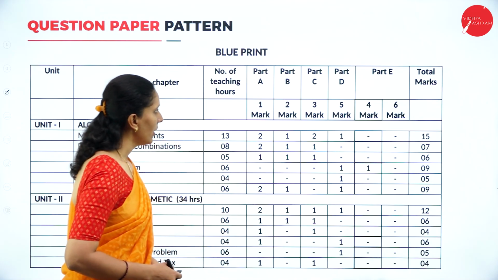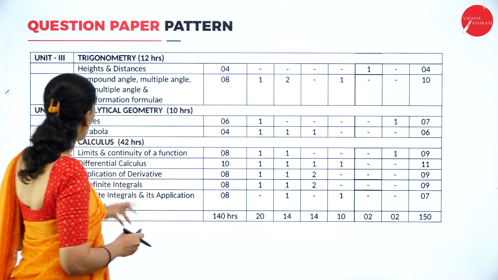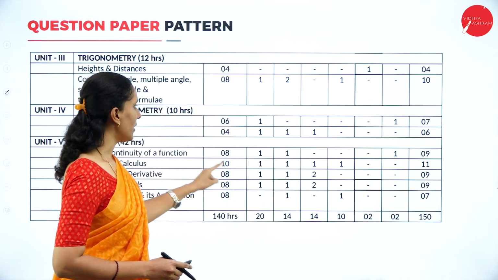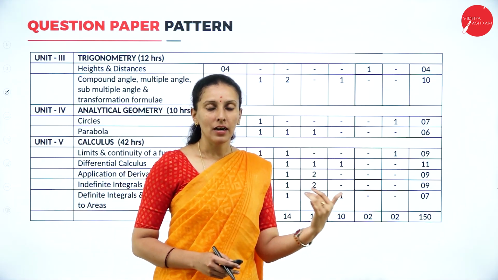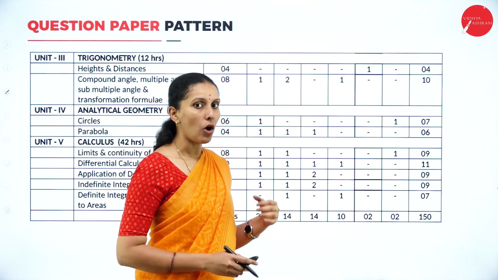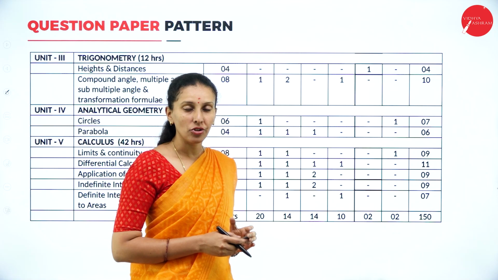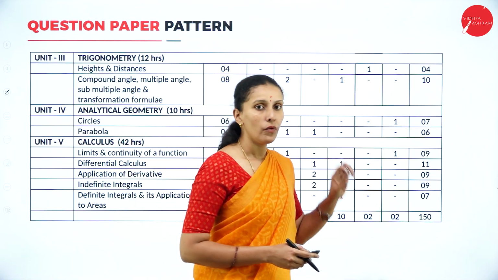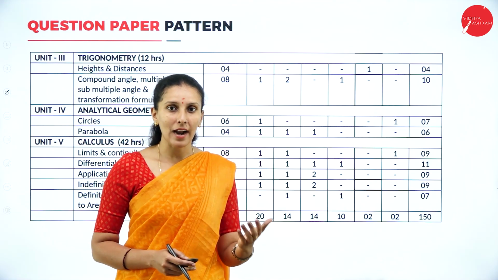You can expect the 6 mark question only from the chapters circles and limits and continuity of a function. That is, in circles you are supposed to prove points are concyclic, or to find the general equation of a circle whenever the points are given. And the limits will be two theorems, that is the standard limit.